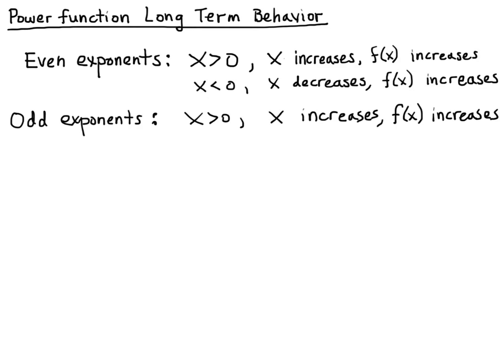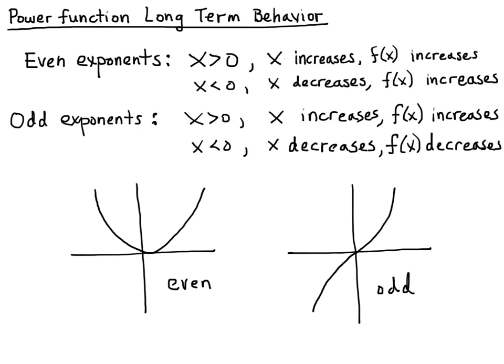Now for odd exponents, the positive behavior is similar. As x goes up, f at x increases. But then as it goes down, f at x also decreases. So it gets to a larger magnitude negative number, but a negative 5 is less than a negative 3. So we have to be careful about how we talk about large negative numbers. Large negative numbers are close to 0. Small negative numbers are large magnitude, numbers like negative 10, negative 20. Okay, so then in general, even and odd.